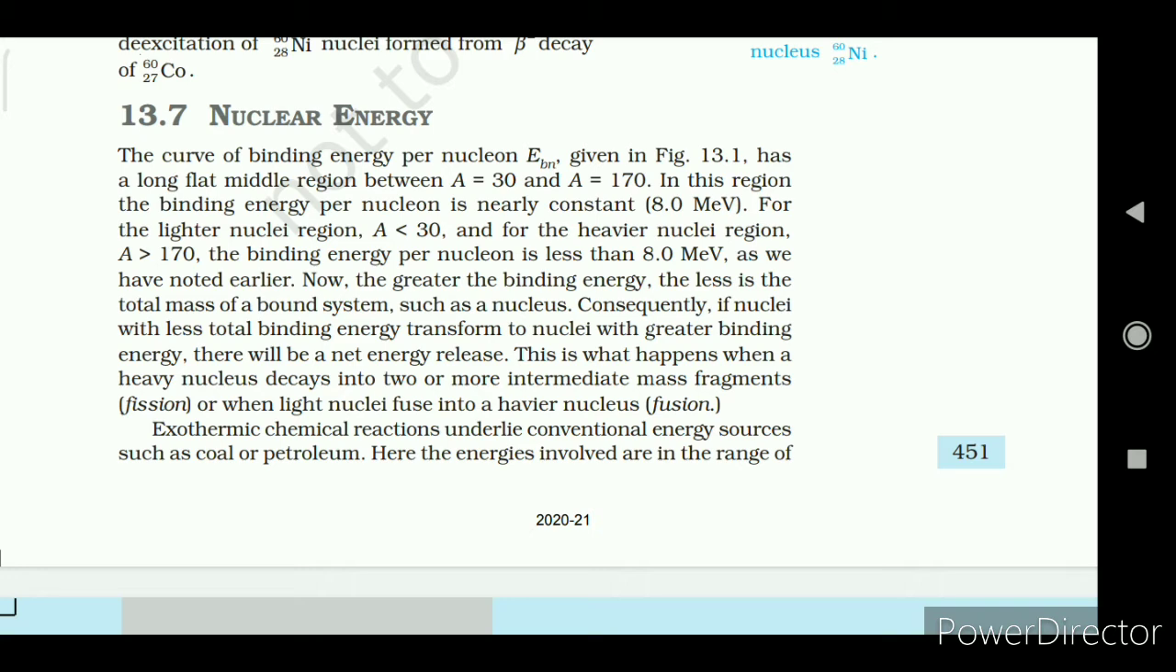In the first reaction, two protons combine to form a deuteron and a positron with release of 0.42 mega electron volt energy. In the next reaction, two deuterons combine to form a light isotope of helium. In the following reaction, two deuterons combine to form a triton and a proton.